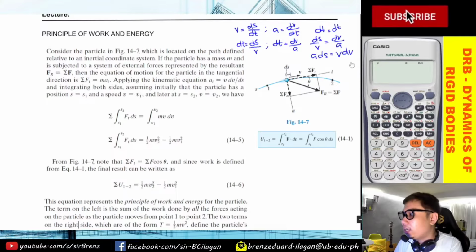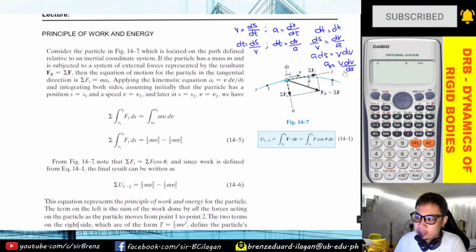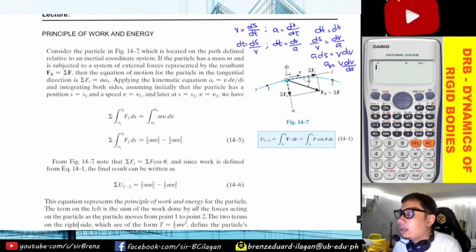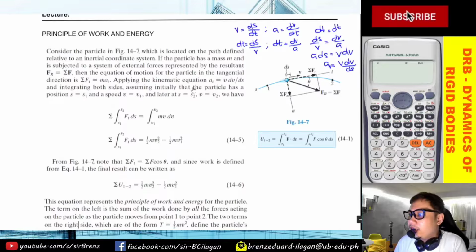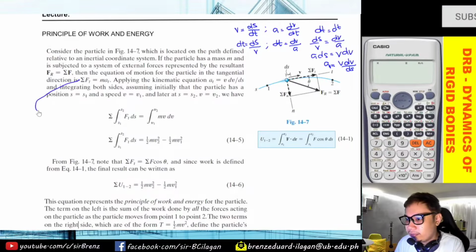And ano ba yung equation na yun? Ayan. So, pamilyar na yung a or acceleration is v dv over ds. So, nagkaroon lang dito ng t since tangential acceleration yung kino-consider dito. Okay, so applying the kinematic equation. So, yun nga, and integrating both sides. So, nangyari dito, guys, this equation, ayan.